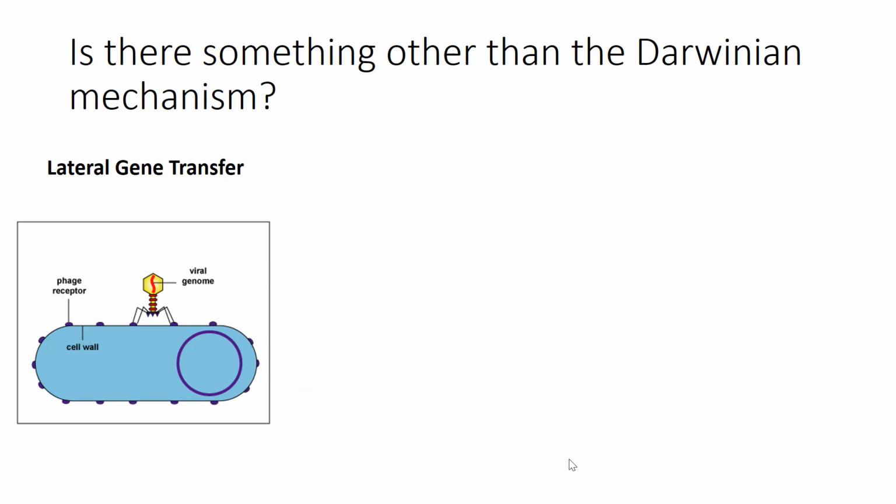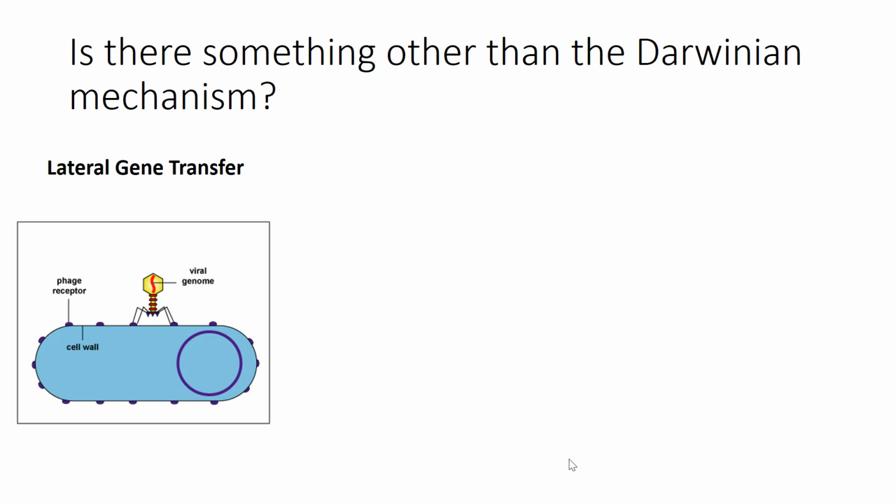So is there something other than the Darwinian mechanism? Because this so far is focusing just on generating these new structures using natural selection. There are some other mechanisms that have been proposed. What about lateral gene transfer?